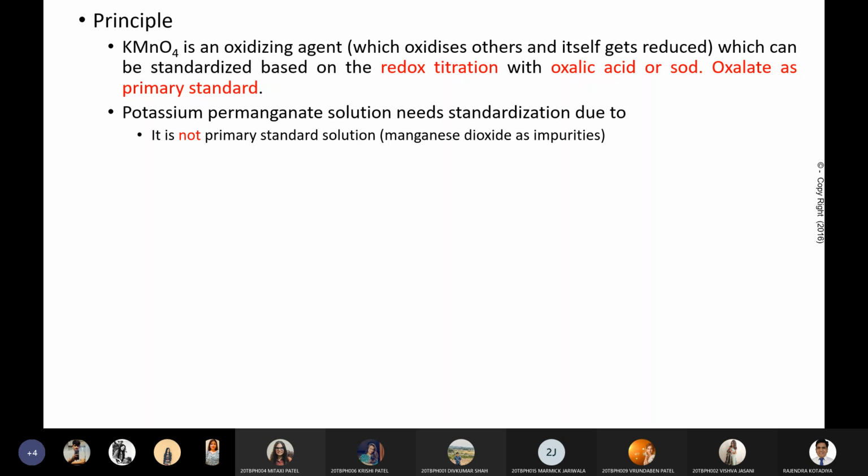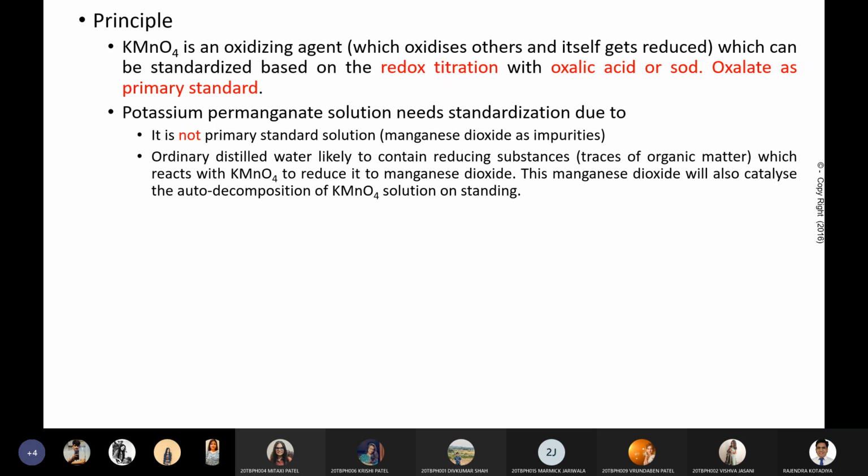for decomposition of the KMnO4 solution. Manganese dioxide is responsible for decomposition of the KMnO4 solution. So over some time, manganese dioxide will decrease the concentration of the KMnO4 solution. That is why it is needed to perform standardization.